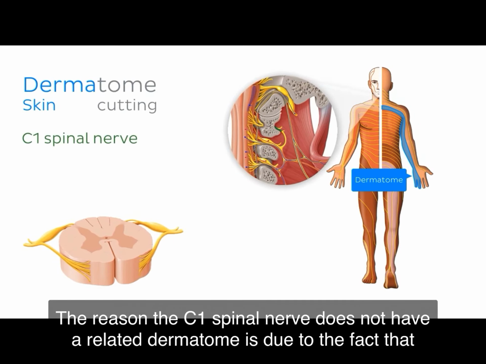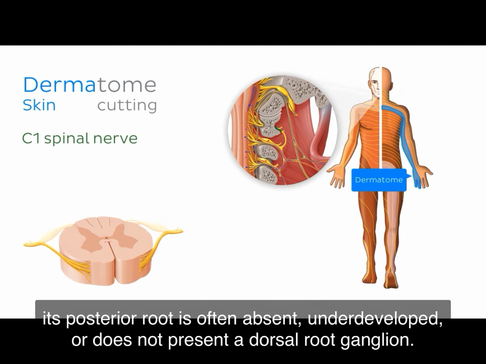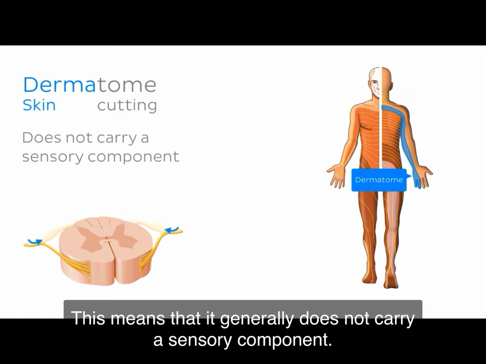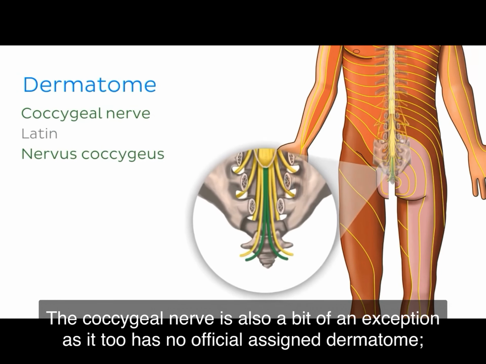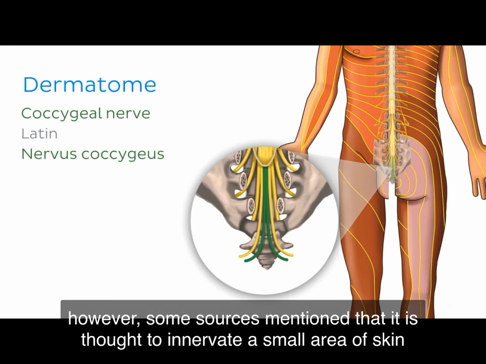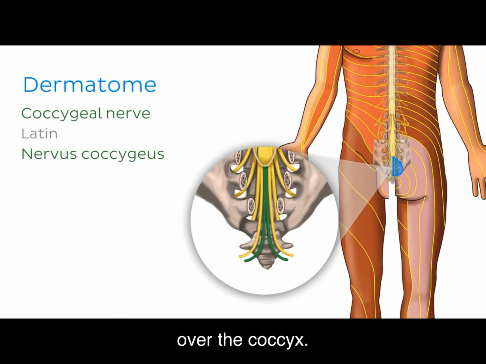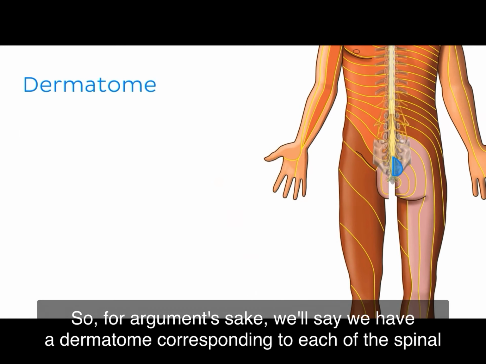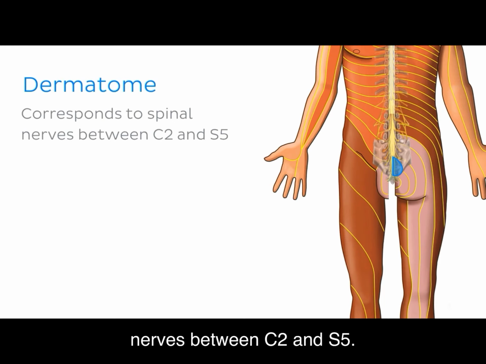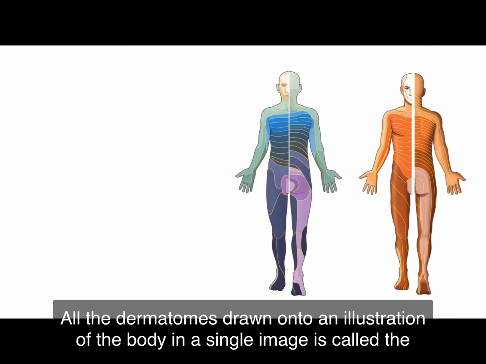The reason the C1 spinal nerve does not have a related dermatome is due to the fact that its posterior root is often absent, underdeveloped, or does not present a dorsal root ganglion. This means that it generally does not carry a sensory component. The coccygeal nerve is also a bit of an exception, as it too has no official assigned dermatome. However, some sources mention that it is thought to innervate a small area of skin over the coccyx. So for argument's sake, we'll say we have a dermatome corresponding to each of the spinal nerves between C2 and S5. All the dermatomes drawn onto an illustration of the body in a single image is called a dermatome map.